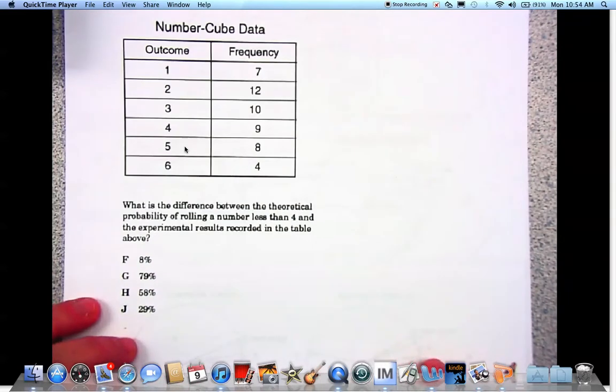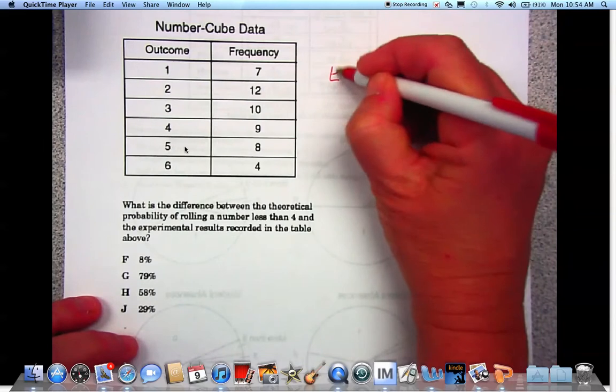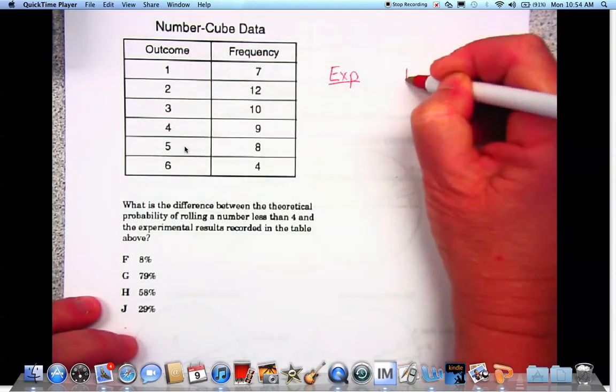Now it says, what is the difference between the theoretical probability of rolling a number less than 4 and the experimental results recorded in the table above? So let's label experimental and theoretical.